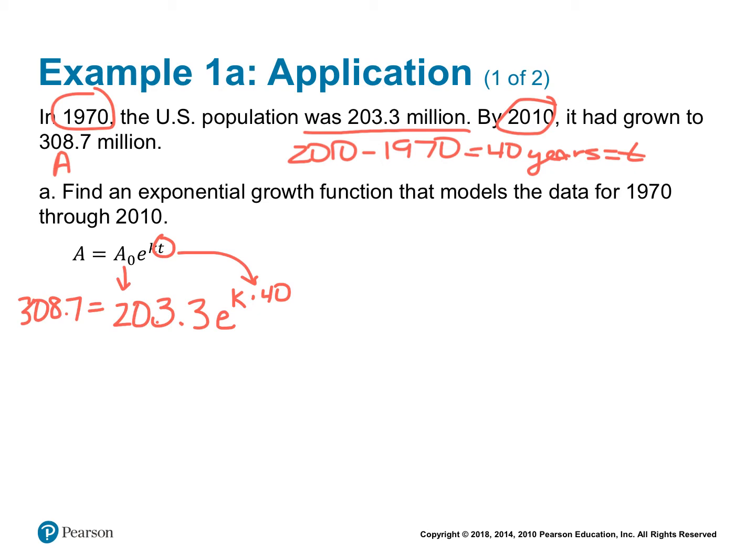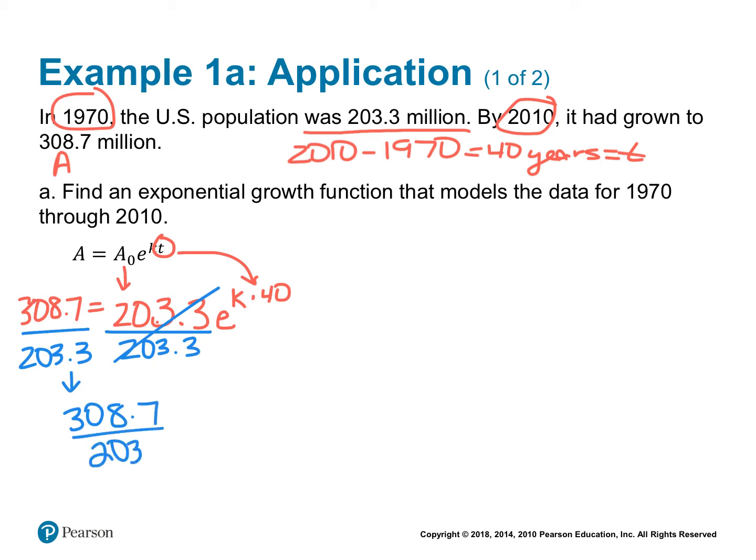I'm going to start by dividing to try to get the e by itself. So I'm going to divide by 203.3 on both sides. And then we're going to leave this so we can get an exact answer. So we'd have 308.7 over 203.3. Then on the right side we still have e, and then we'd have k times 40. I'll write that as 40k.